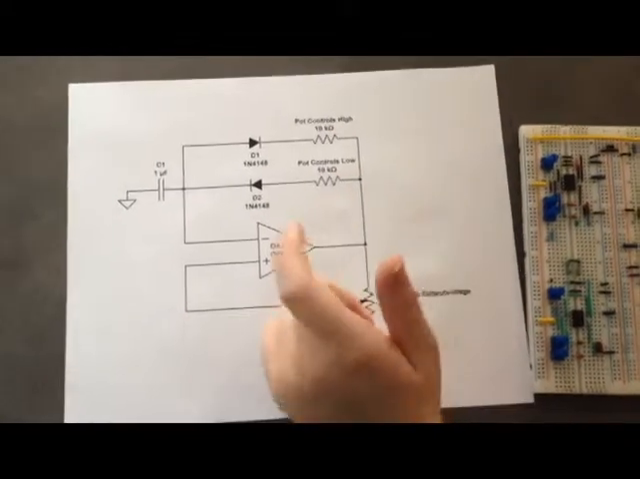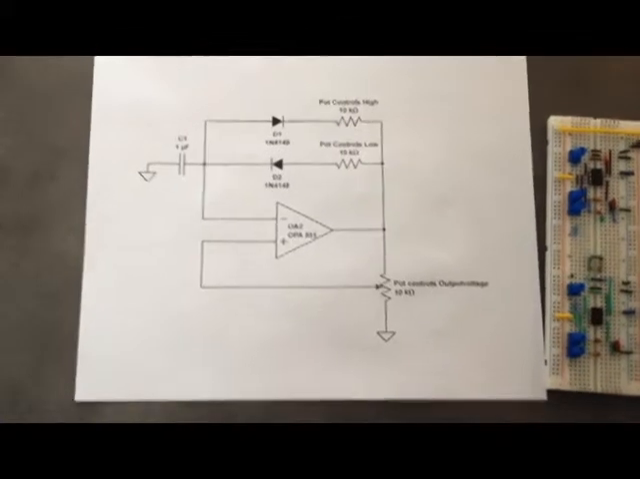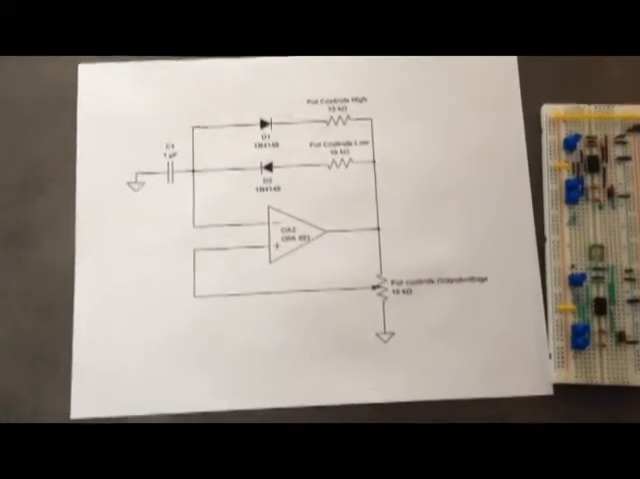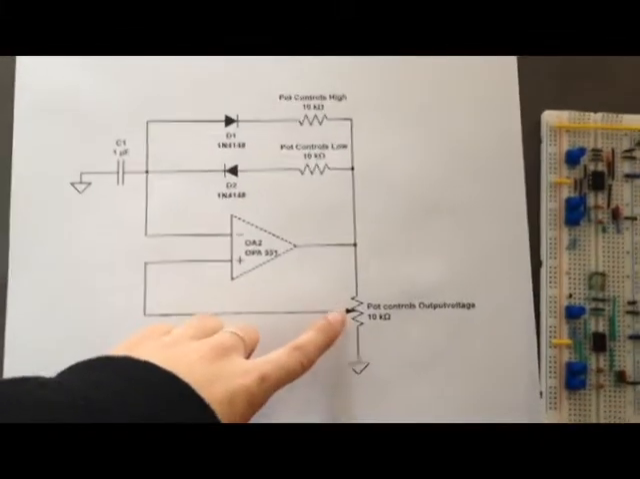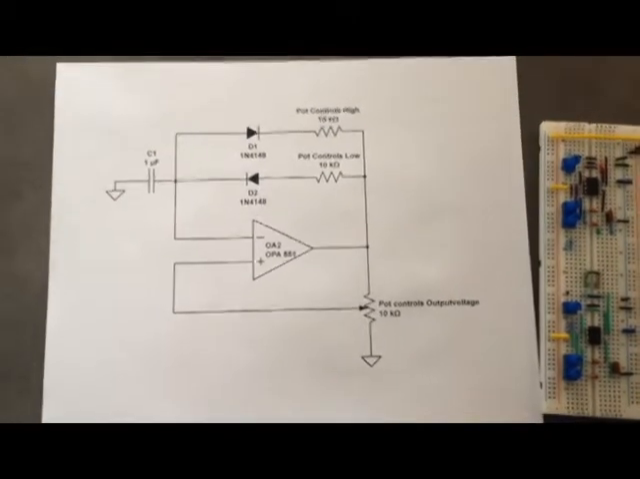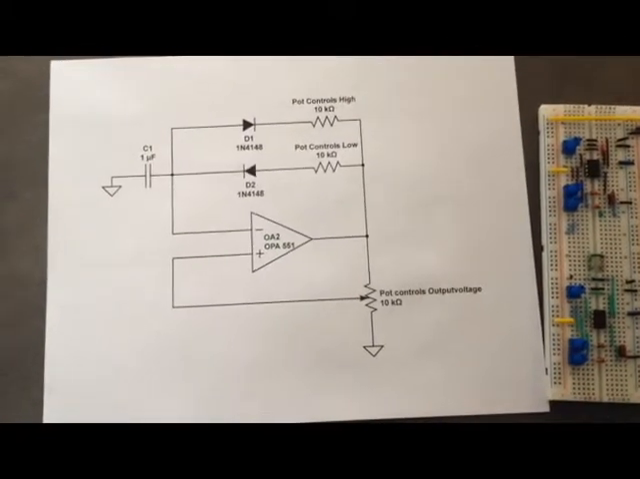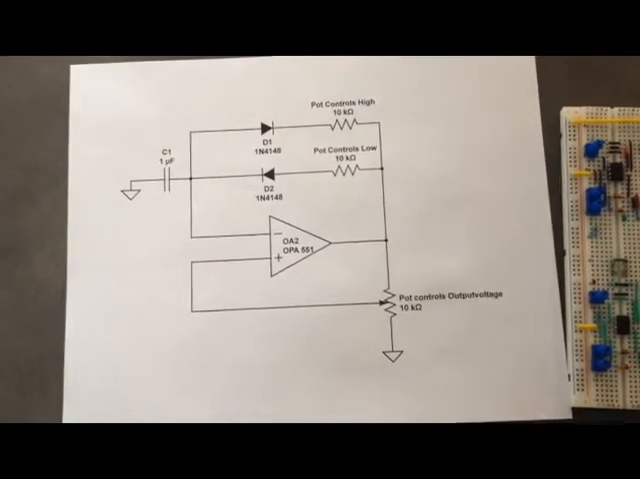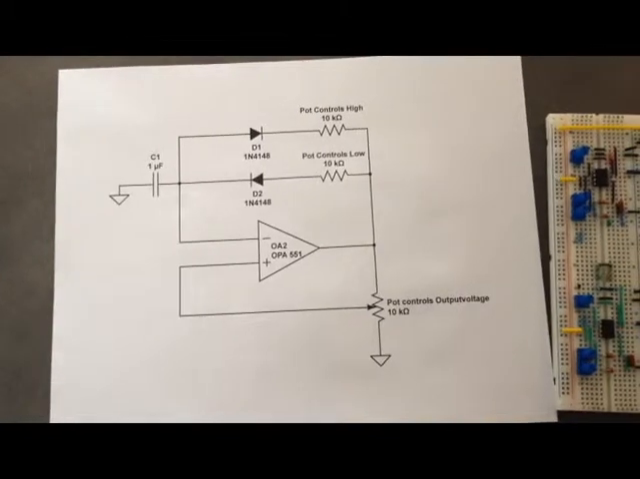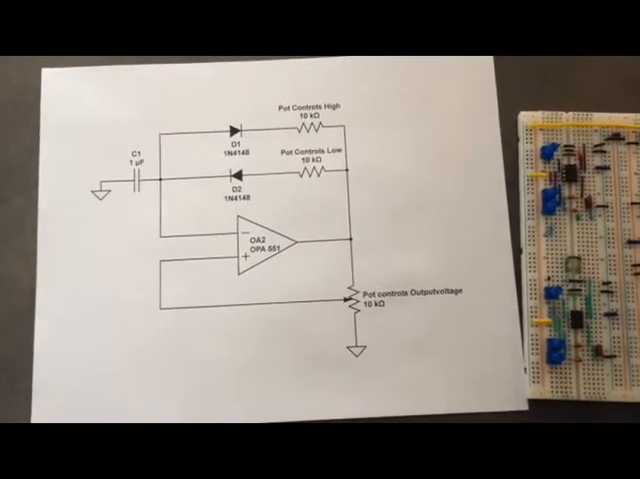The triangle wave is then converted to a square wave with our modified hysteretic oscillator. Our third potentiometer allows us to control the maximum and minimum output voltages. For our RGB LED, the red pin had a maximum input voltage of 2 volts, while the green and the blue pins had a maximum input voltage of 3 volts.